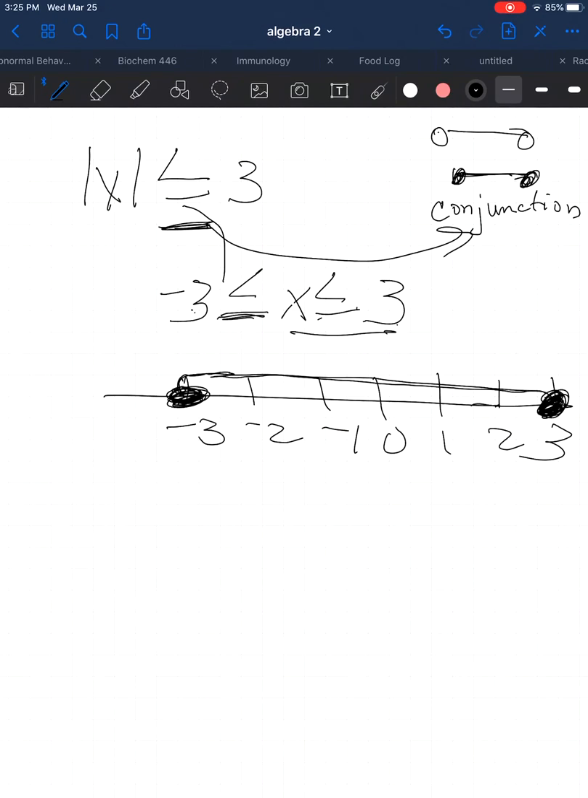So any number that you plug in here, like if you picked 0 and put it in for x right here, absolute value of 0, is that less than or equal to 3? Yes. Any of these numbers that you plug in would give you an absolute value less than 3.